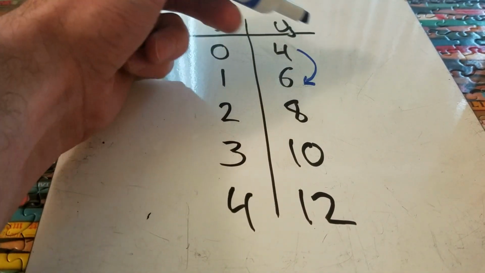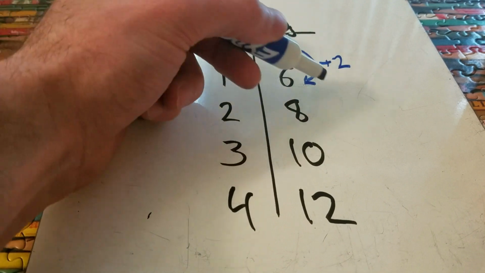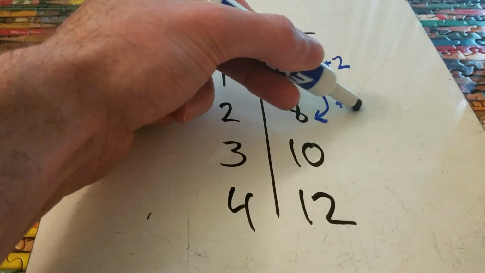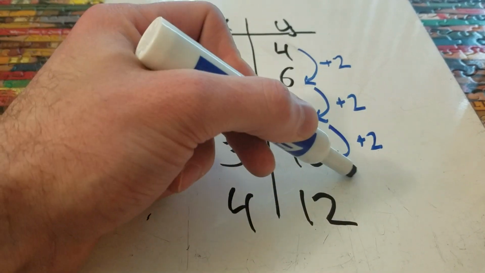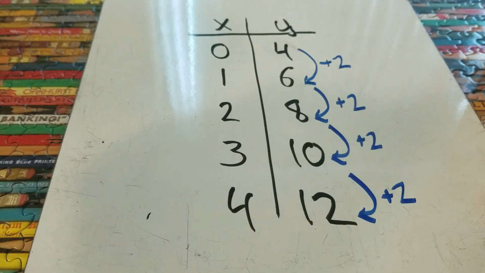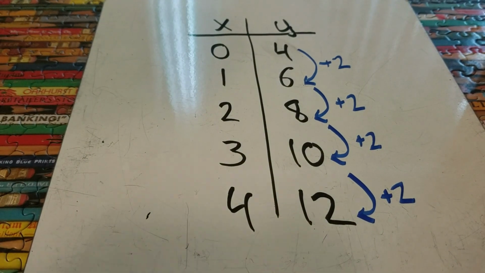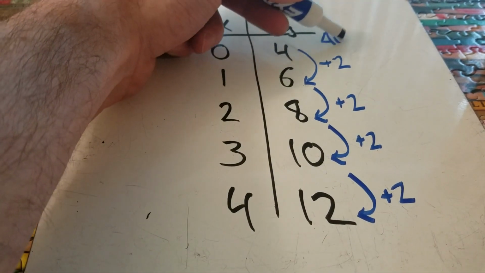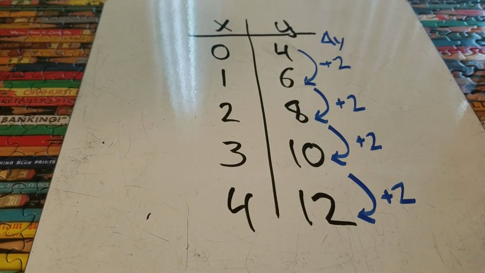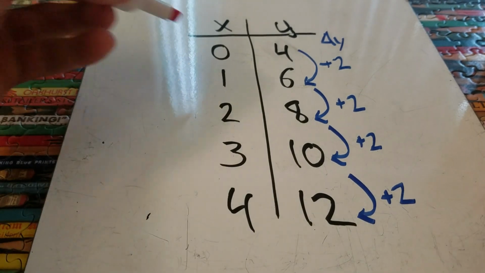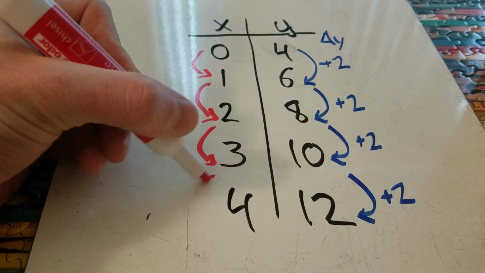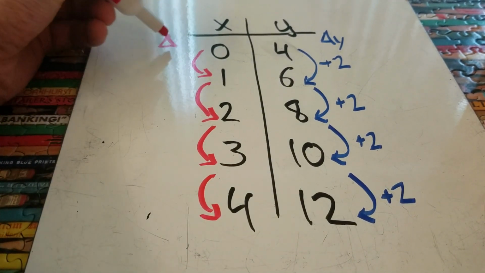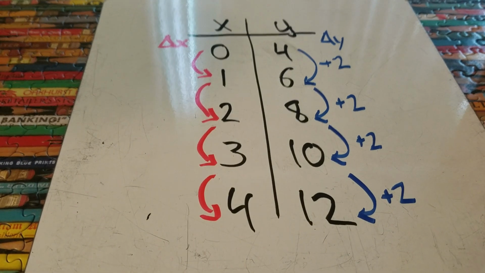So I'm looking from here to here. That's up 2, from 8 to 10, 2 and 2. Those are my changes in y. Sometimes you'll see delta y, delta meaning change. You can do the same thing on my x column. These are all going up by 1. So those are my changes in x.